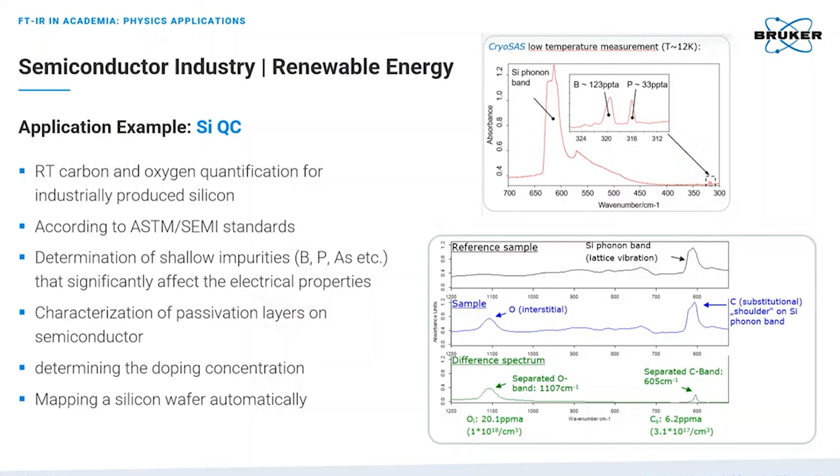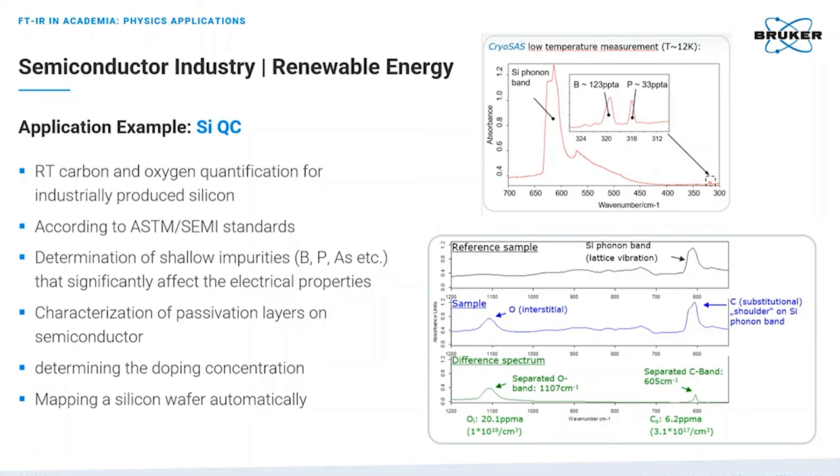According to ASTM SEMI standards, the pure silicon contribution is eliminated via an algorithm, and the concentration of C and O can be calculated from band height via conversion factors. The detection limit for room temperature analysis for an ideal sample ranges to 200 ppba for a sample thickness of around 1.5 millimeter. So as we know, shallow impurities can significantly affect the electrical property.